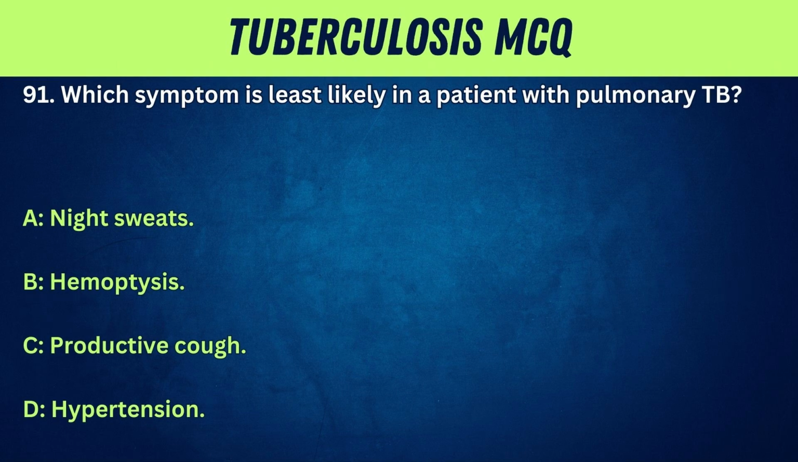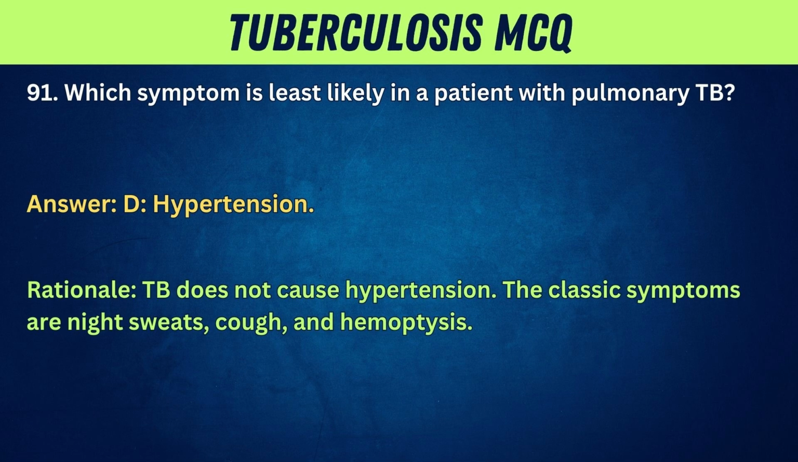91. Which symptom is least likely in a patient with pulmonary TB? A. Night sweats. B. Hemoptysis. C. Productive cough. D. Hypertension. Answer: D. Hypertension. Rationale: TB does not cause hypertension. The classic symptoms are night sweats, cough, and hemoptysis.